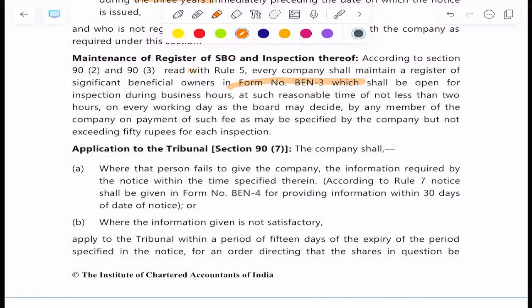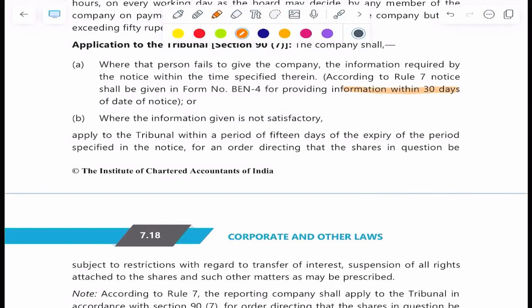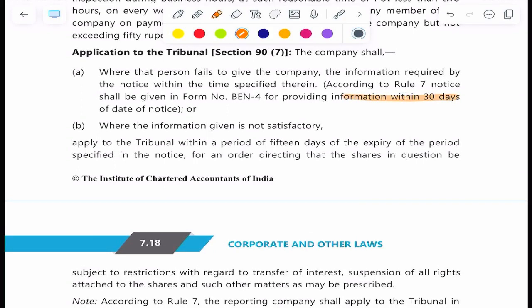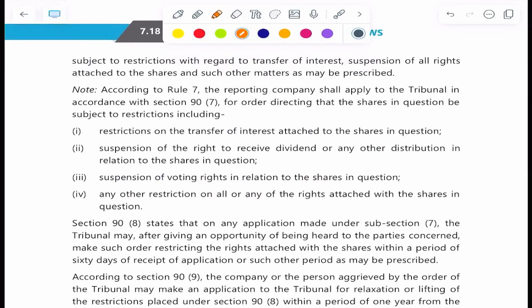Application to the tribunal, section 97. The company shall, where that person fails to give the information required by the notice within the time specified therein, according to rule 7, give notice in form number BEN-4 for providing the information within 30 days of the date of notice, or where the information given is not satisfactory, apply to the tribunal within a period of 15 days of the expiry of the period specified in the notice, for an order directing that the shares in question be subject to restriction with regard to transfer of interest, suspension of all rights attached to the shares and such other matters as may be prescribed.